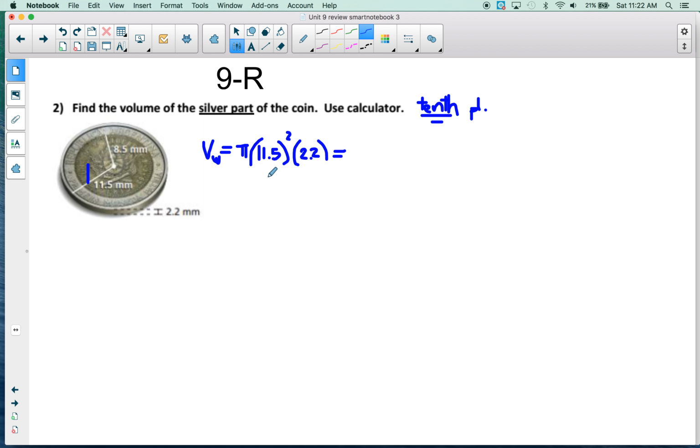And so if you haven't done that, try it now, right? So try this in your calculator and see what you get. Okay, pause the video and do that, all right. So I'm going to take 11.5 squared, which is 132.25, times 2.2. And then I'm going to do times pi.